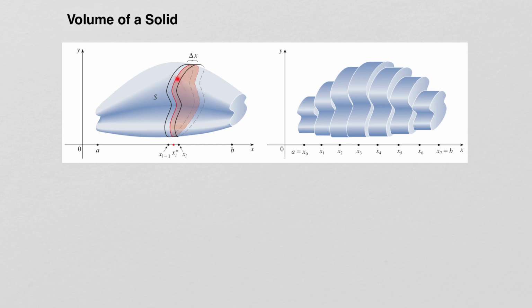If we then take that cross-sectional area and multiply it by the thickness, that will give us an approximate volume for this slice. Now, of course, what we'll end up doing is taking lots of slices of this solid, and you can see that each slice is different from the one next to it, but not significantly so. So if we can find the volume of all of these little slices, we can add those up and get an approximate volume for the solid.